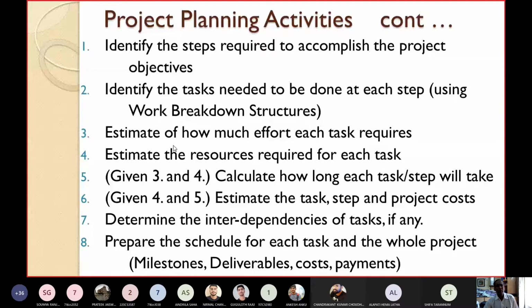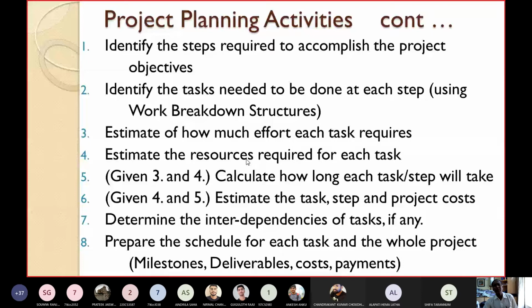Then we have to estimate. The third step is estimate how much effort each task requires. Each task will require how much effort, we have to estimate that. We'll see different methods for estimating. One such method is COCOMO, that we'll see in detail. Then the fourth step is estimate the resources required for each task. For each task, how much resources are required, estimate.